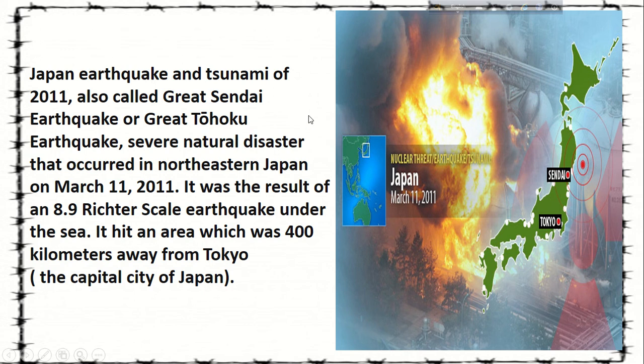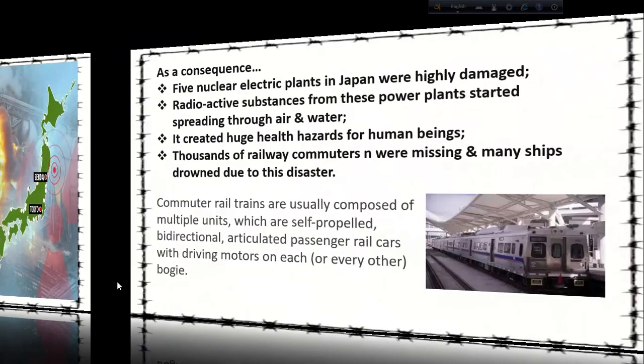So the Japan earthquake and tsunami of 2011, also called the Great Sendai earthquake or Great Tohoku earthquake, and several natural disasters occurred in northeastern Japan on March 11, 2011, and it was the result of an 8.9 Richter scale earthquake under the sea. It hit an area which was 400 kilometers away from Tokyo, the capital city of Japan.